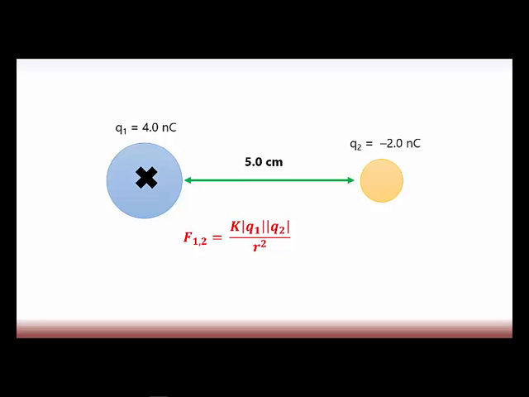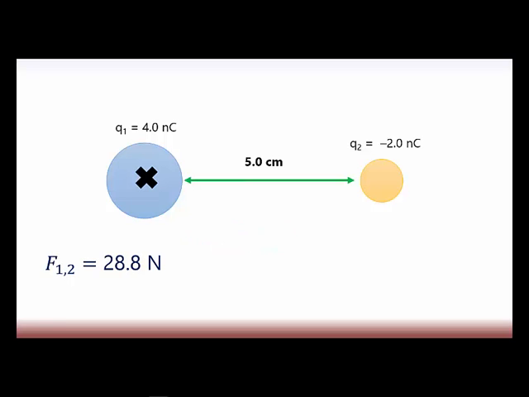First, we know that K is equal to 9.0 times 10 to the 9th. We know one charge is equal to 4.0 times 10 to the negative ninth coulombs. That's what the n means. Nanocoulomb is times 10 to the negative 9. And the other charge is negative 2.0 times 10 to the negative 9 coulombs, but we're only going to use the absolute value of that. And finally, we know that the distance between the two is 0.05 meters. You need to change centimeters into meters. 0.05 meters squared. And when we put all of that into the equation, we get the following answer.